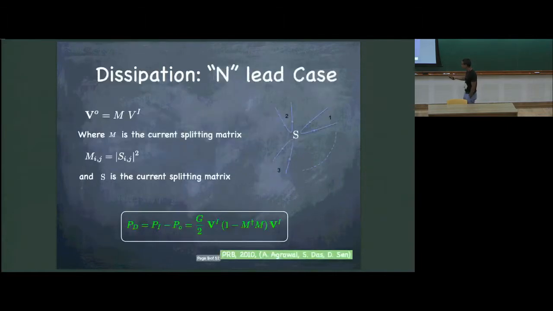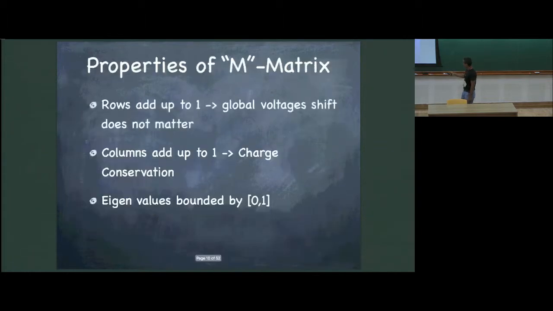So in principle, if I forget about the details of how I came here, if I have a bunch of incoming and outgoing edge states, I can write such an expression of power dissipation. And this M dagger M matrix should have this property irrespective of whether it is described by a Fermi liquid theory or some Luttinger liquid theory or anything else. This has to be true.